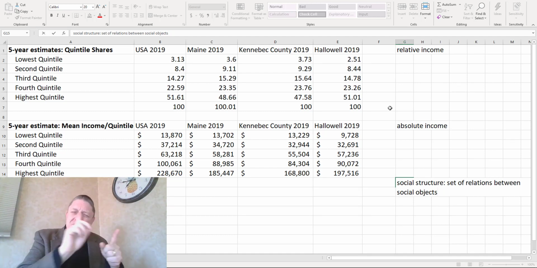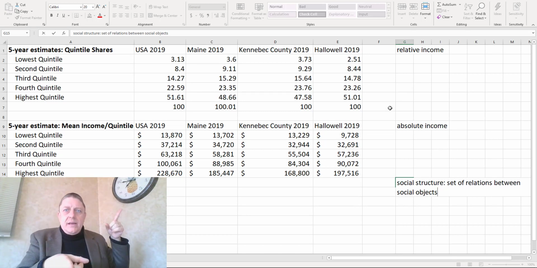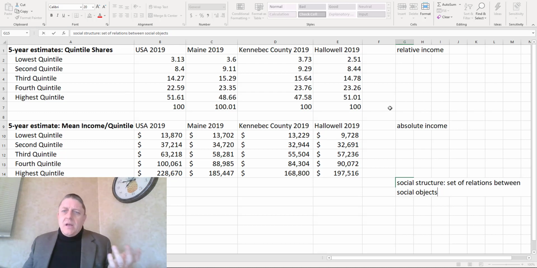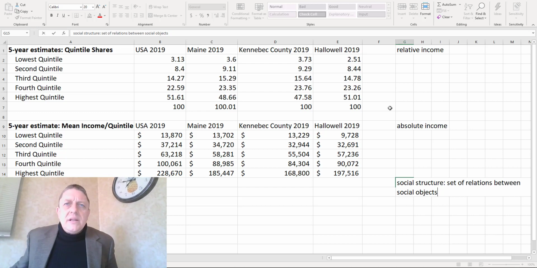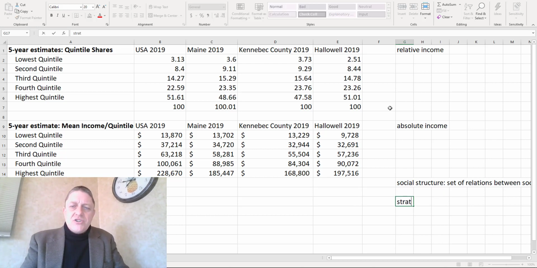If you converted to dollars from another currency, you could compare a town in Maine, like Hallowell, to a town in Holland, or to a town in Zambia, or to a town in China. And yes, information is available about income inequality in different countries. Kind of cool. It's a particular kind of social structure called stratification, which is relations in layers.